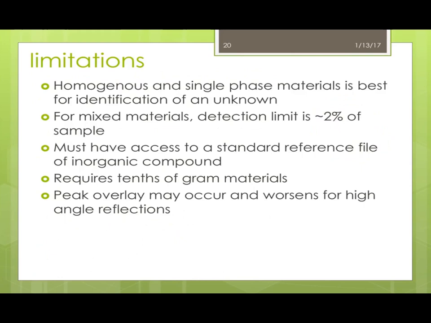Like any machine, there are limitations. To get the best results, a homogeneous sample with a single phase should be analyzed. For composites or mixed materials, the limit of detection is about 2%. So if there are any elements present that make up less than 2% of the sample, they cannot be detected. Once a profile peak is collected, there must also be a reference file in order to identify what that material is based on that profile. Fortunately, there are such reference libraries at our center.